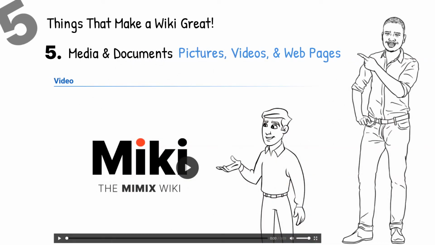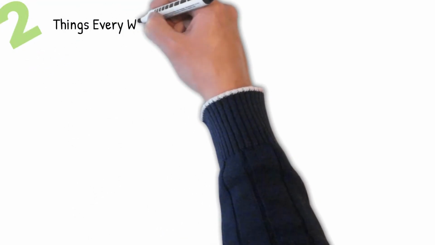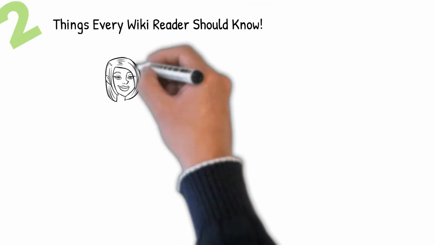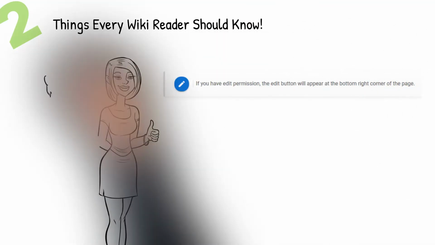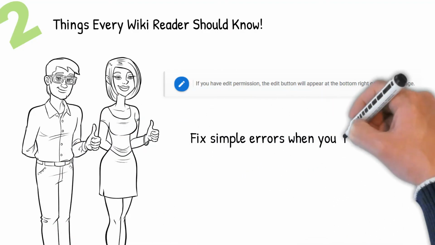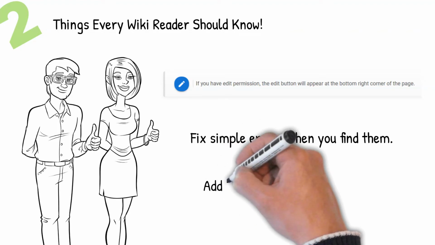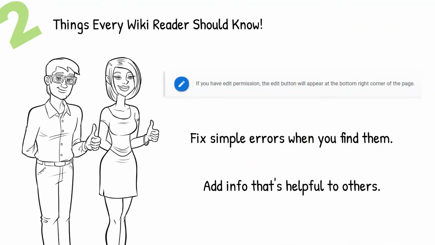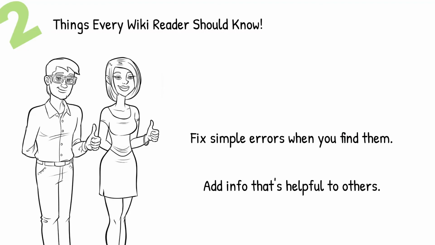The last bit I want to share with you before we close is the two things that every wiki reader should know. The first is that you can and should edit the wiki, especially when you find errors that you can fix. This includes stuff like typos, broken links, or sentences with missing words. When there's information to add that could be helpful to others, just add it. Your changes won't get lost in a stream of comments, they'll be directly added to the page.